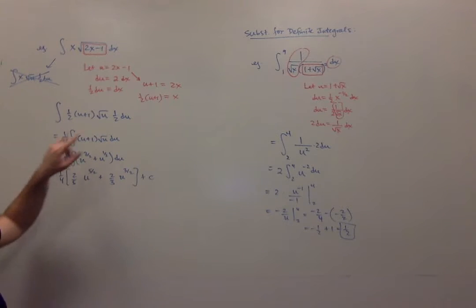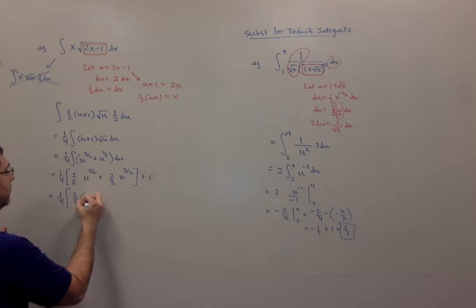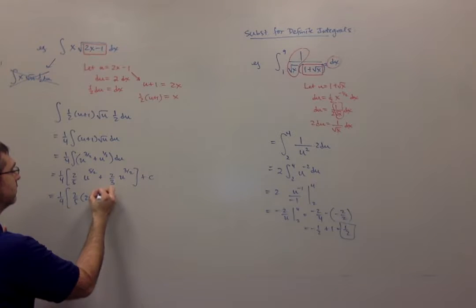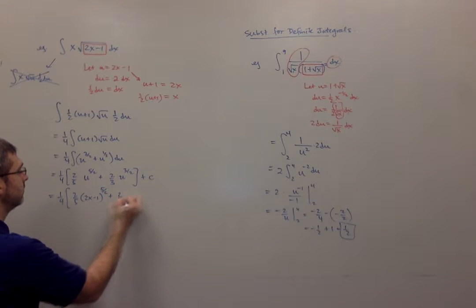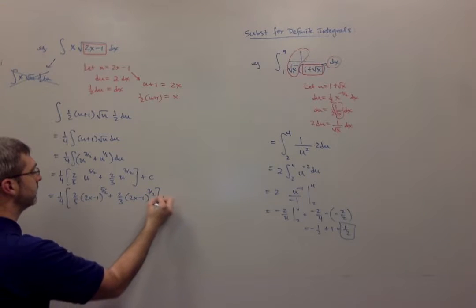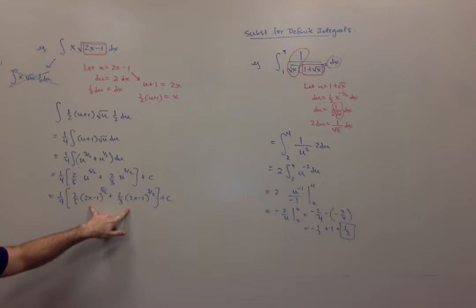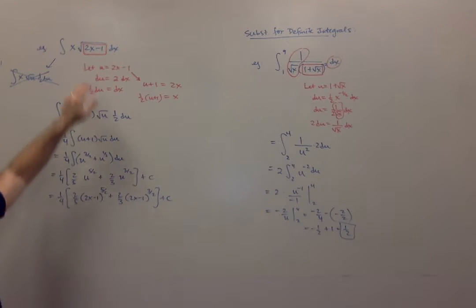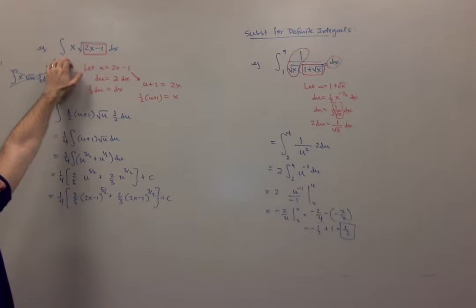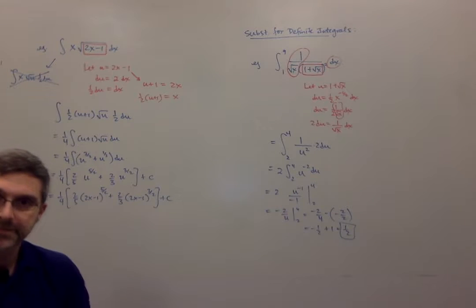And now we just substitute back in for what u actually is. Okay, 1/4 times 2/5, 2x minus 1 to the 5/2 plus 2/3 times 2x minus 1 to the 3/2. Okay, and if you were to differentiate this out, it would collapse down and you would actually get that answer. Believe it or not.